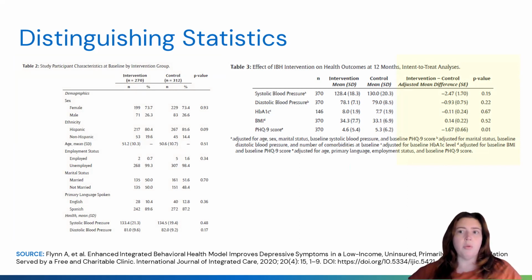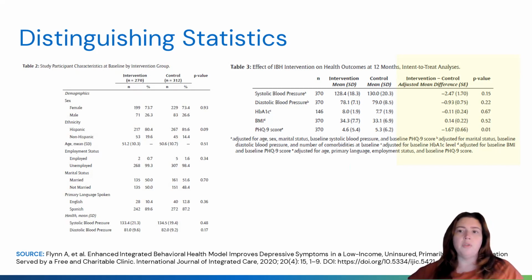That's the parameter they're reporting, and it shows a reduction in systolic blood pressure by 2.47 points, and then a reduction in diastolic blood pressure by 0.93, and that's just the intervention's reduction over the control group. But you can note that the p-value says that's not a statistically significant result. So that shows you how you would report these two different types of statistics and how they would appear in a paper.